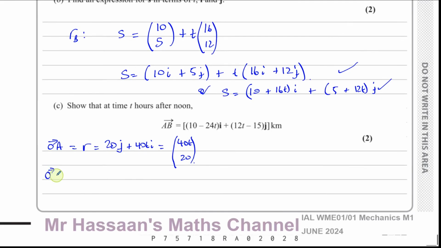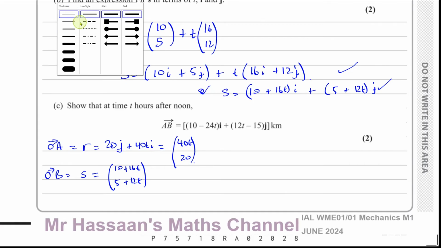And the position vector of B, which is O to B, is given by the vector S. And the vector S, as we see here, is (10 plus 16t)i and (5 plus 12t)j. Now we want to go from A to B. So what we have here is O to A, and we also have the vector from O to B.